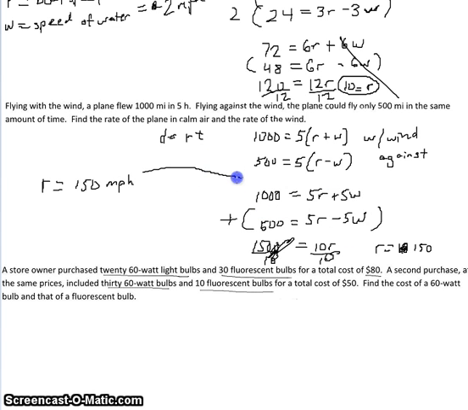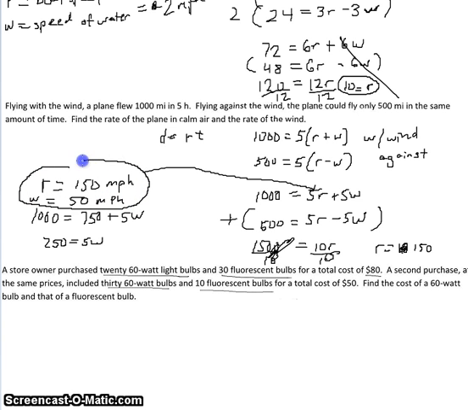If I plug that in, I get 1,000 equals 150 times 5 is 750 plus 5W. If I solve this, I get 250 equals 5W. So that means the wind has a speed of 50 miles an hour. So the rate of that plane in calm air is 150 miles an hour. The rate of the wind is 50 miles an hour.